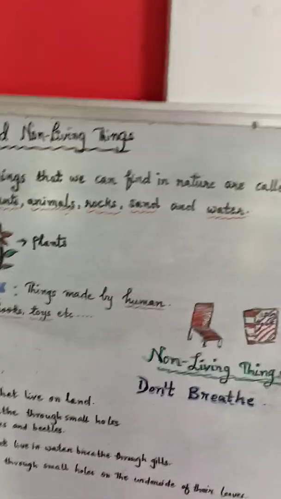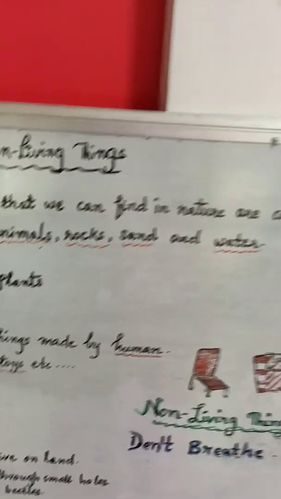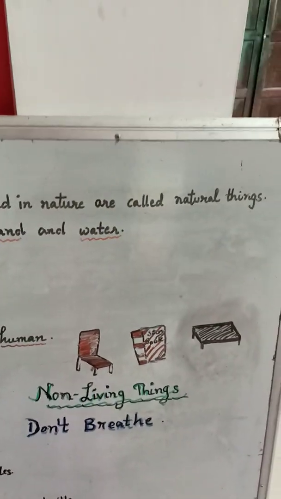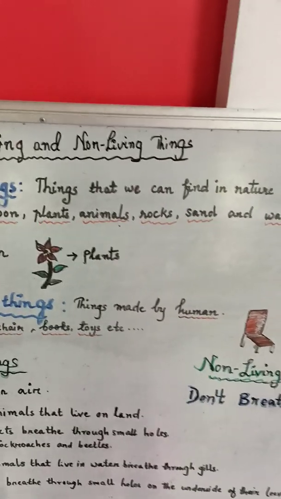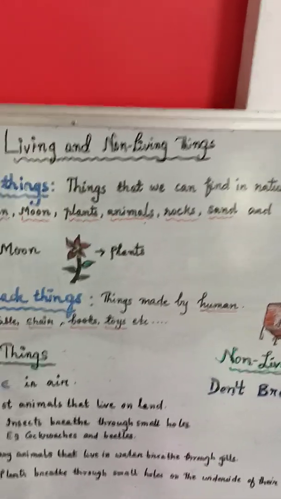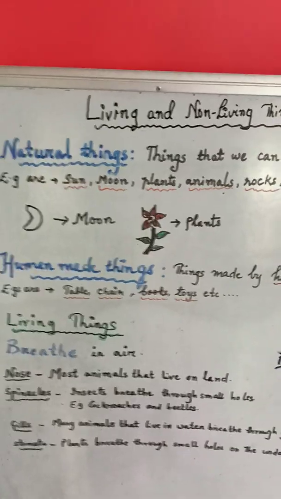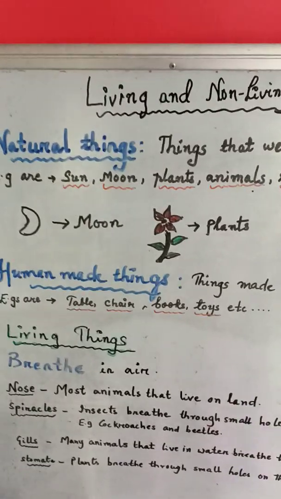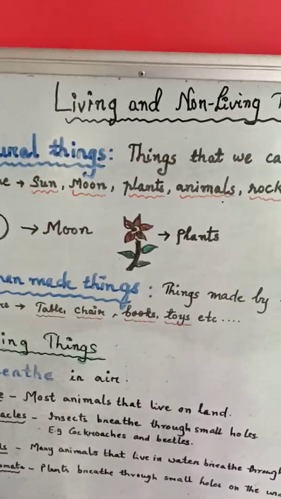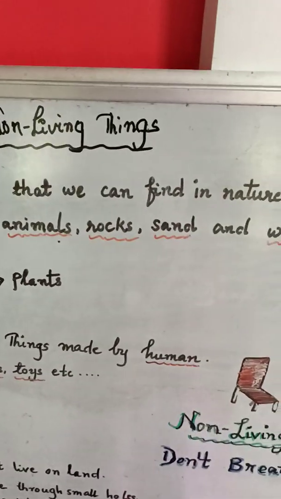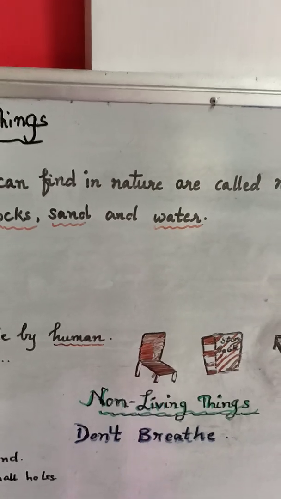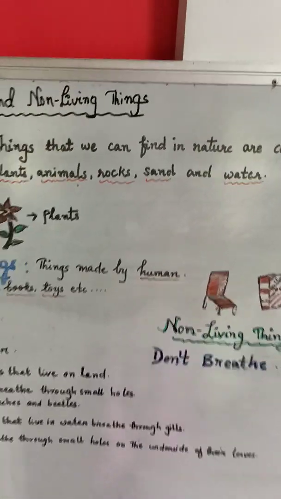Okay. So what are natural things? Things that we find in nature are called natural things. Things that we find in nature or exist in nature are called natural things. What are the examples of natural things? Sun, moon, plants, animals, rocks, sand and water, etc.